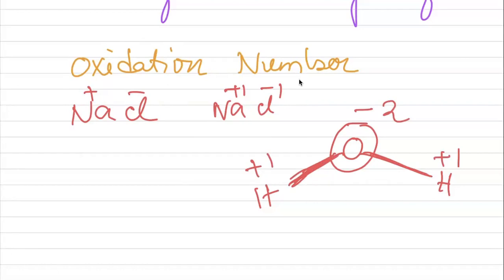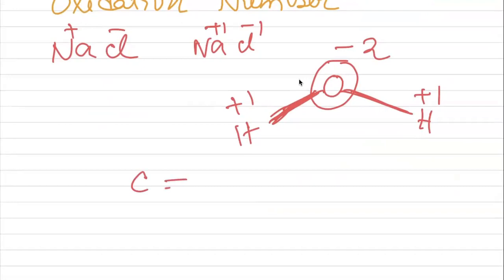Clear? If we consider carbon dioxide, this is the structure of carbon dioxide. Obviously, the electronegativity of oxygen is more than that of carbon. So this oxygen will pull these two bonding electrons towards itself. So their oxidation number will be -2, -2. And obviously carbon will be +4 because it gives its electrons towards the 4 bonds, this 1, 2, 3, 4. That's why its oxidation number will be +4.